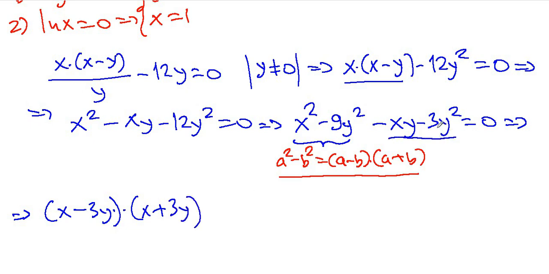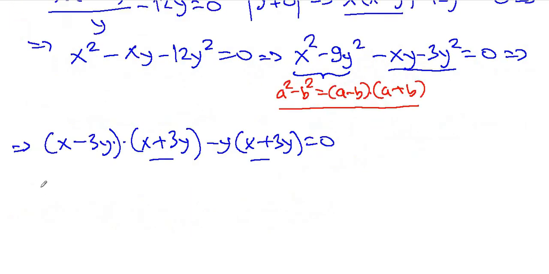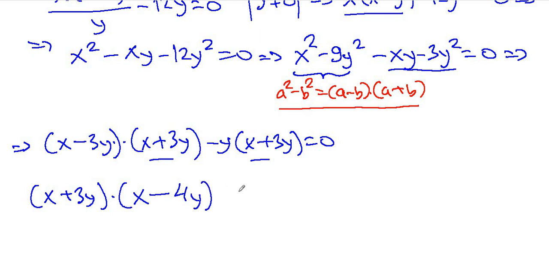from this expression we see that we can factor out y, then x plus 3y is equal to 0. And as you can see, we have a common factor, then I can factor out x plus 3y. Then I will get x plus 3y times x minus 3y minus y, which gives us minus 4y, is equal to 0. So the product is equal to 0, then I can equate each expression to 0.